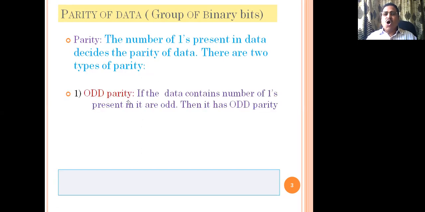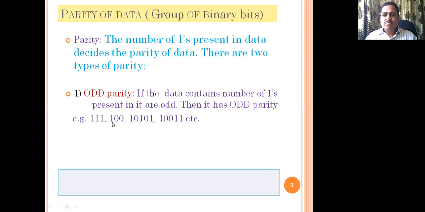First is the odd parity. In the case of odd parity, if the given binary data contains an odd number of ones, then the parity of the data is said to be odd parity. For example, suppose there is 3-bit data. In the first combination, all 3 bits are 1 1 1. So 1, 2, 3, the number of ones is 3. 1 appears 3 times. So odd.